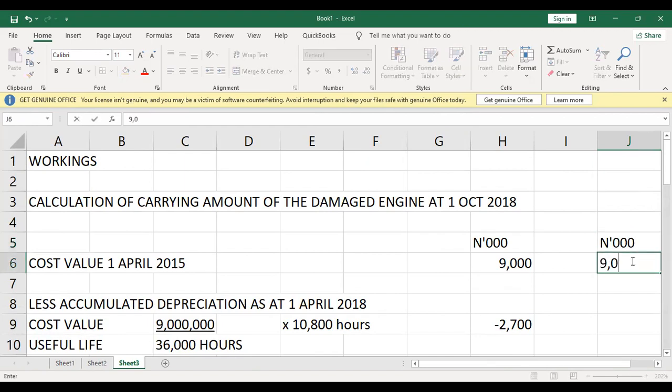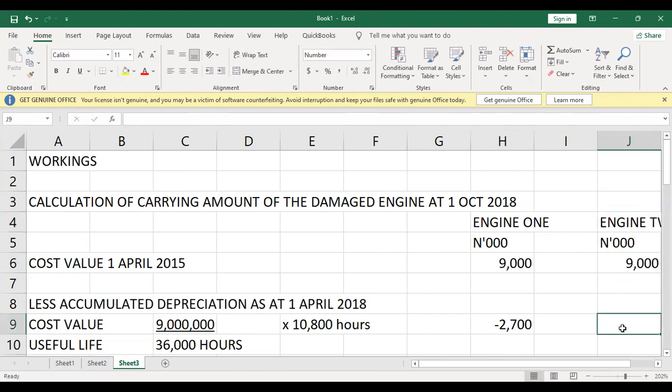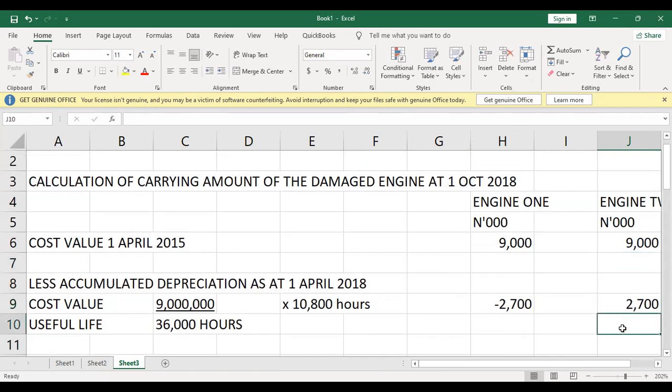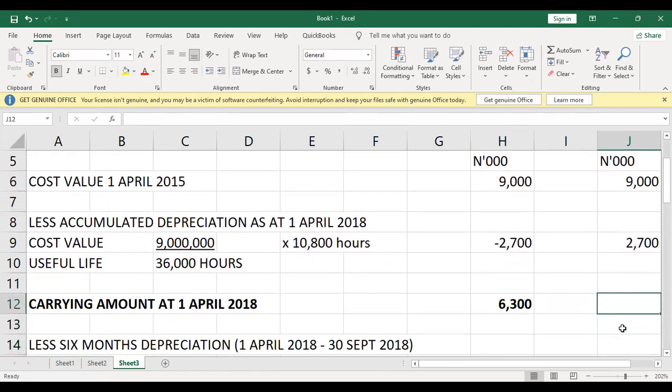That's for the one that is damaged. That's before the accident. Yes. Before the accident. So let me just do it so that it will be 2, engine 1 and engine 2. So it will still give us the same because they were both the same amount and the same number of hours was used. So we're still going to have 6,300.